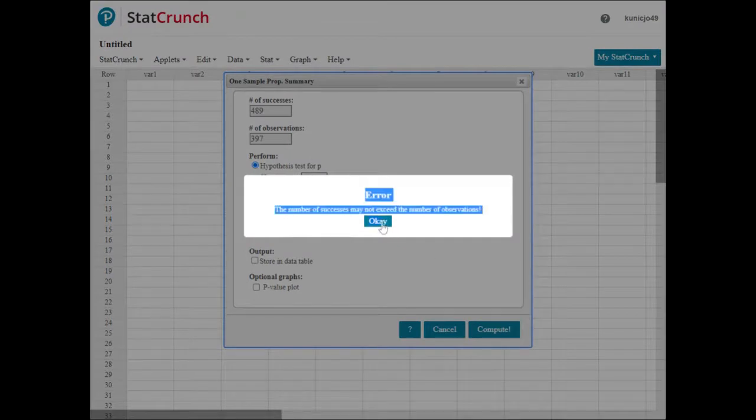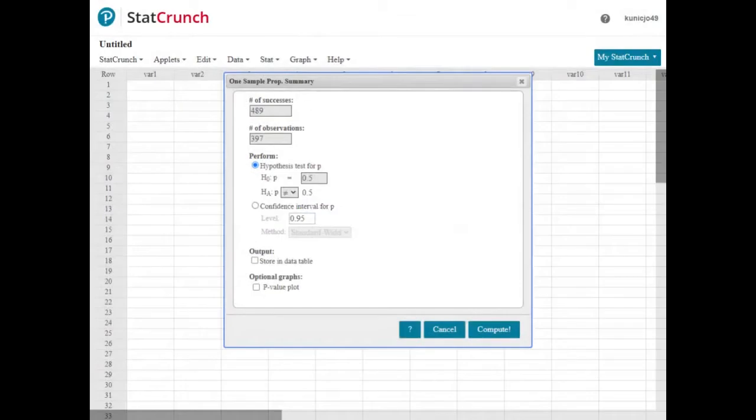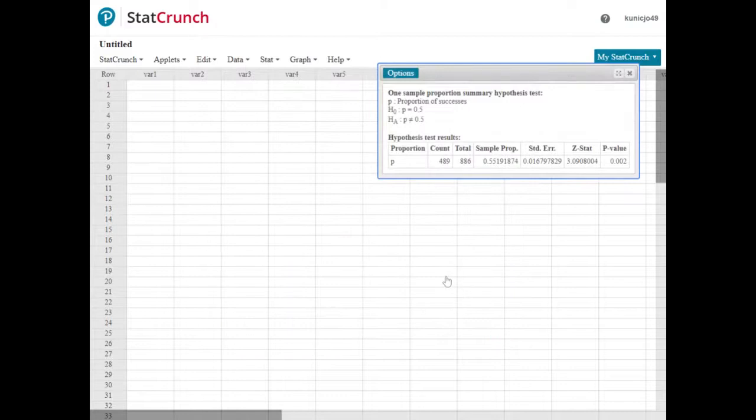Oop, you see what I did wrong? I put the wrong number in observations. I put 397, which was the no's. I just looked at the wrong place. I was going too fast. If you add 489 and 397, the number of observations is 886. Okay. I'm glad it stopped me.